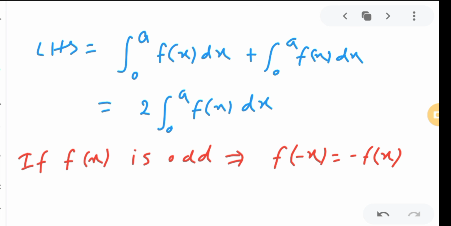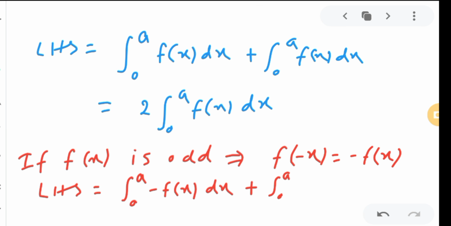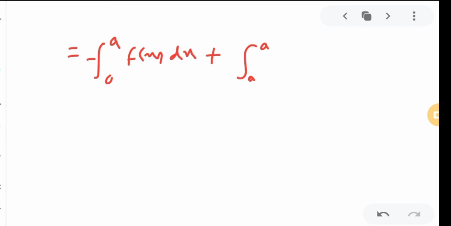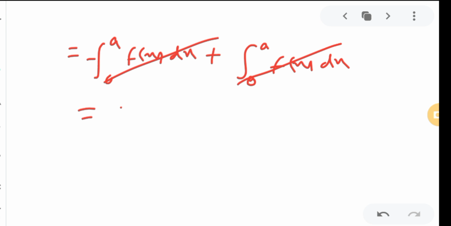So in this case, what will be the LHS? LHS will be 0 to a, and instead of f of minus x, I will write minus of f(x) dx, correct? And plus 0 to a f(x) dx. And now this minus I can write outside also. So LHS will be minus 0 to a f(x) dx plus 0 to a f(x) dx, and these both are the same, so this will cancel and give 0.